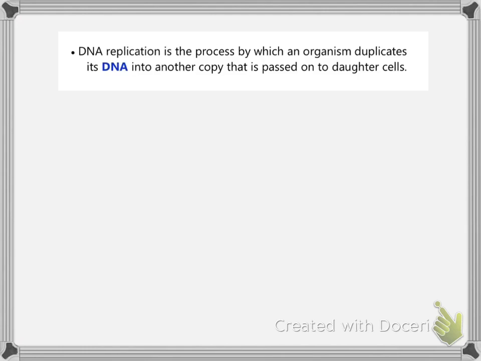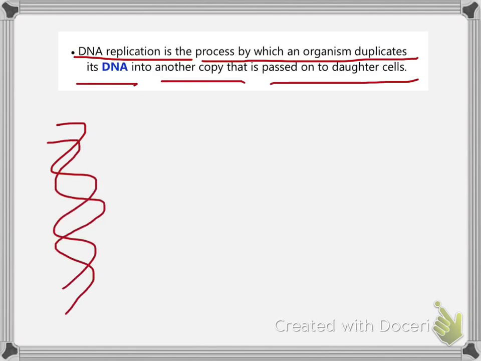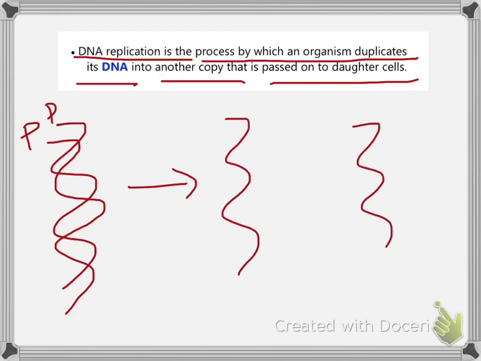Now, what is replication? DNA replication is the process by which an organism duplicates its DNA into another copy that is passed on to daughter cells. That is, consider this is a double-stranded DNA. This is the parent DNA. This will split like this. Just imagine that. And a new complementary strand.